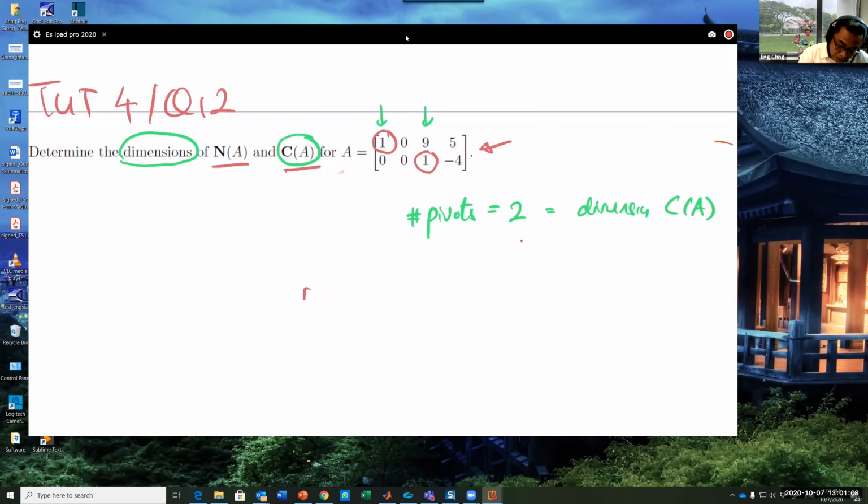All right, what else? What about the null space? So there is the famous theorem called the rank nullity theorem.